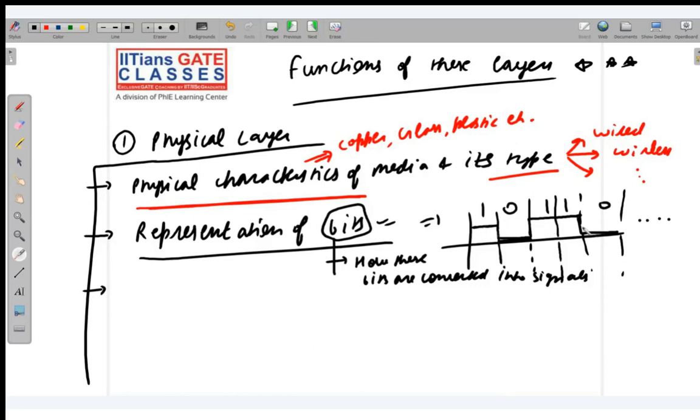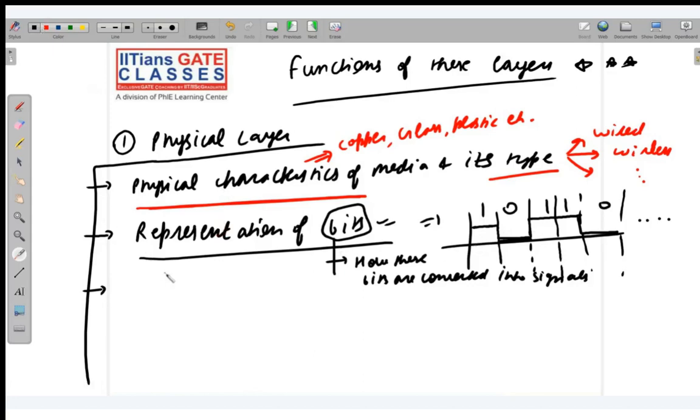I have just given you a rough idea that one means presence of current, zero means absence of current. In this way you can send data on the wire. If on the wire current is there, you say logic one. If current is not there, you say logic zero, and so on. Roughly, that is more than sufficient. So this is representation of bits.